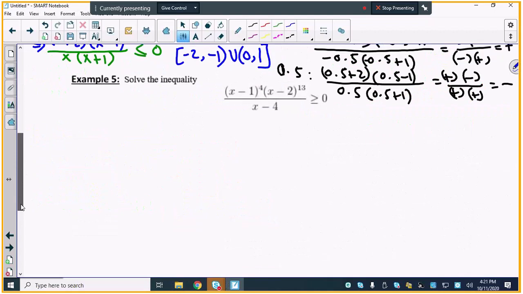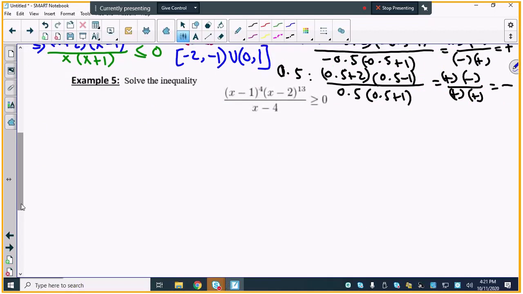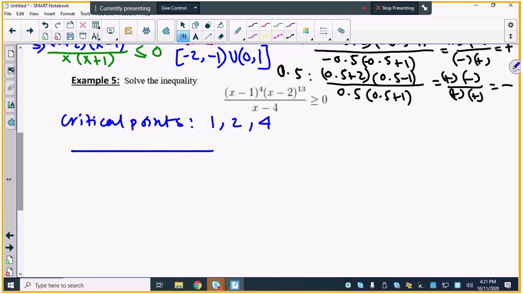So this time we're a little fortunate because all the terms are on one side and the right hand side is 0. So I'm going to find critical points first as usual. So the critical points for this inequality are 1, 2, and 4. Testing points: for the first interval, 0; I need to take 1.5; this one you can take 3; and I need one more, so let's call it 5.